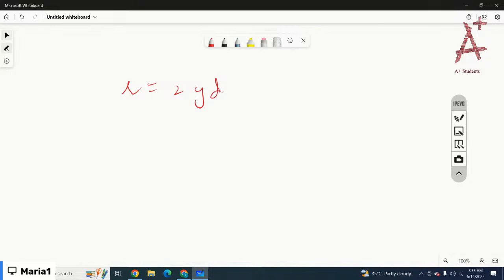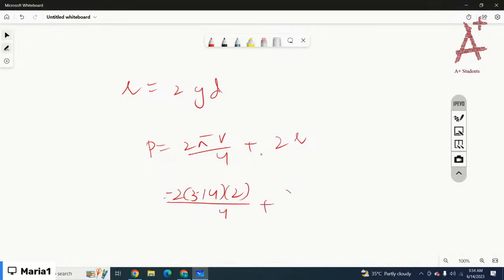Got it? So the formula to calculate the perimeter of the quarter circle is P equals 2 pi r divided by 4 plus 2r. Got it? So just put in the values in the formula and calculate the value. It would be radius is 2 yards. So it would be 2 times 3.14 times r is 2 divided by 4 plus 2 times r is 2. Got it?